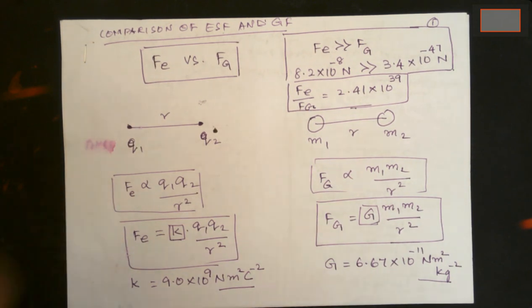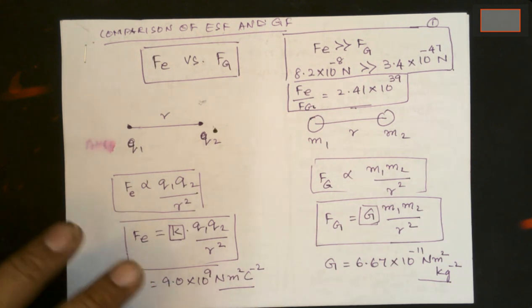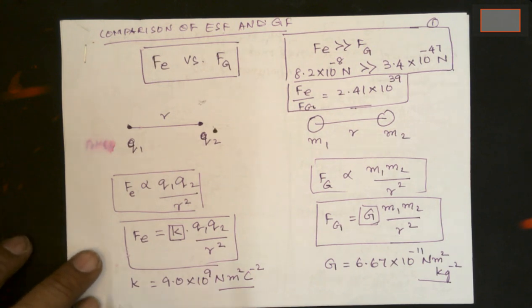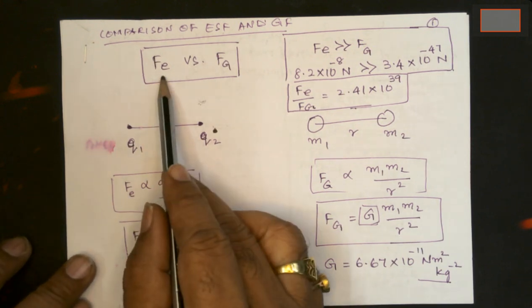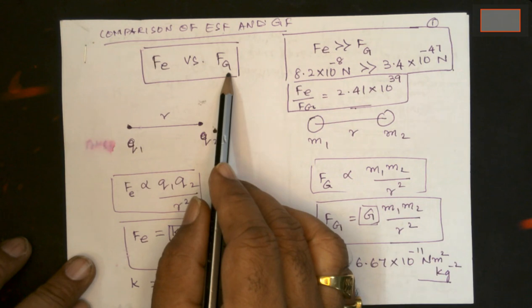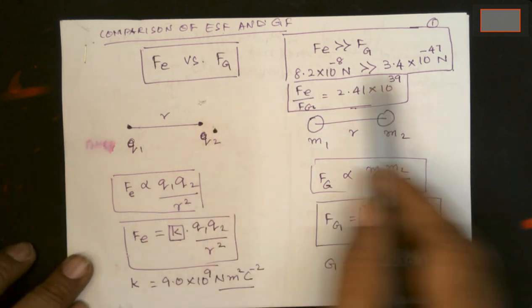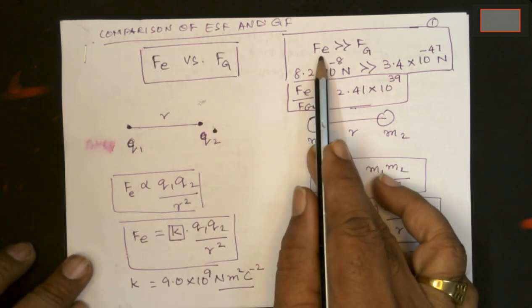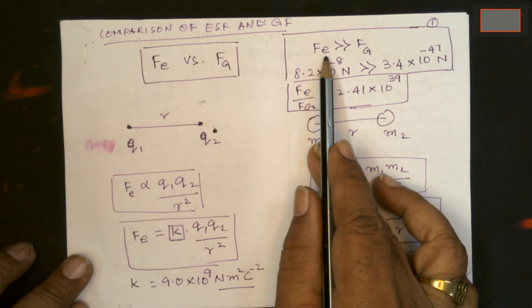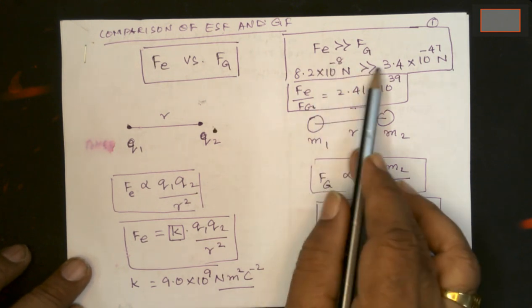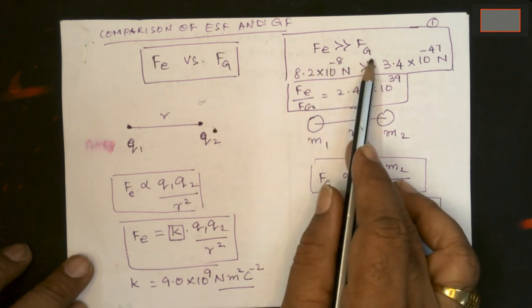In the case of electrostatic force, it is directly proportional to the product of the charges and inversely proportional to the square of the distance between them. In both the cases, almost they are looking similar. Only thing is, instead of mass, we are considering charges here. But let us compare these two forces. So Fe is the electrostatic force, Fg is the gravitational force.